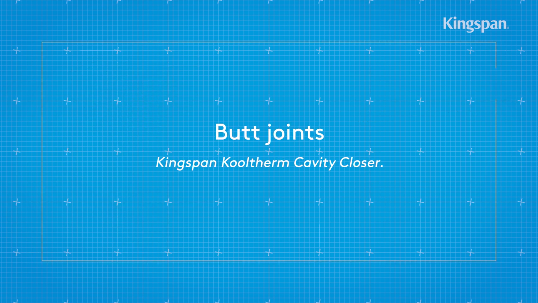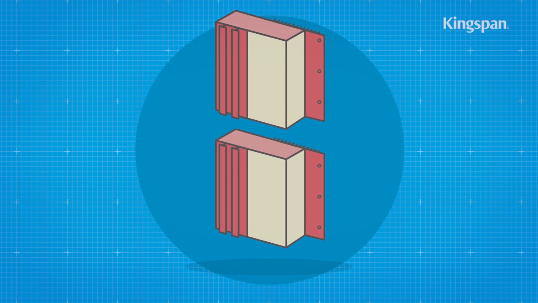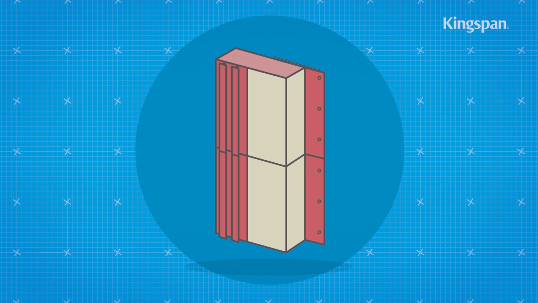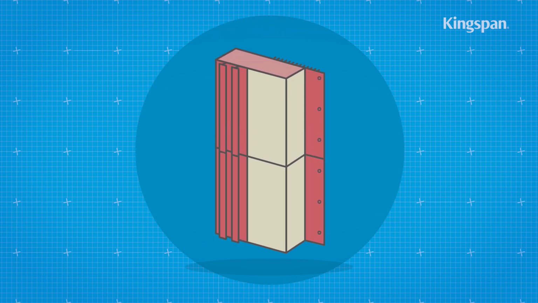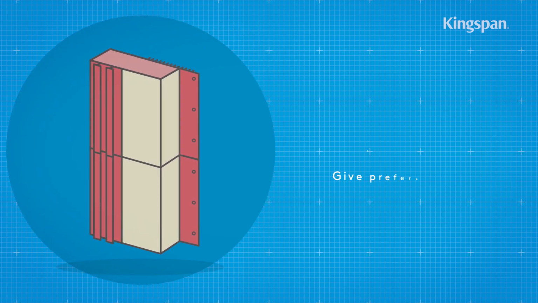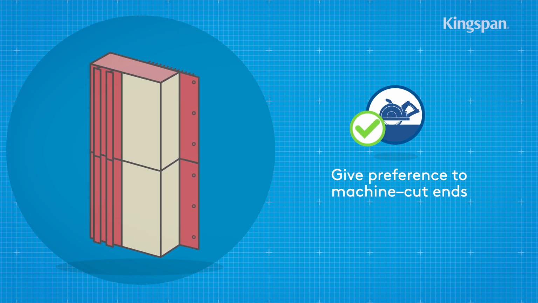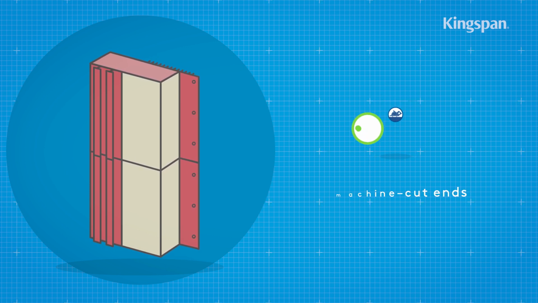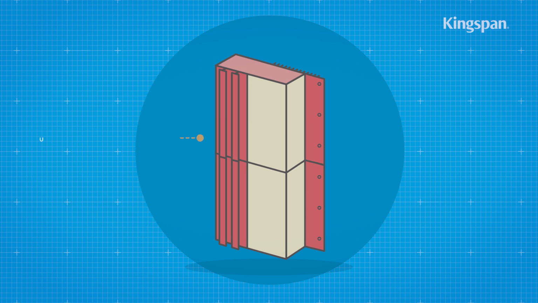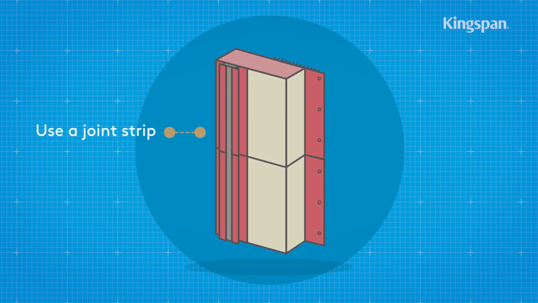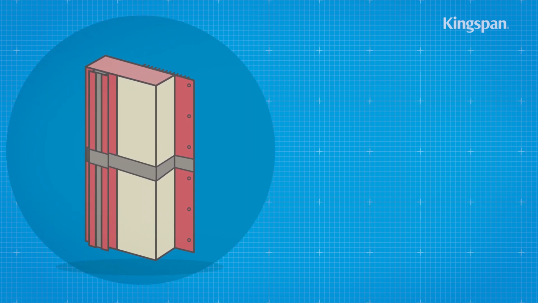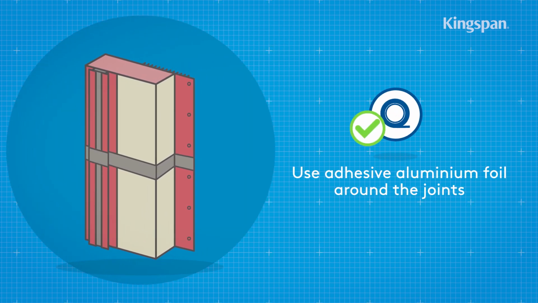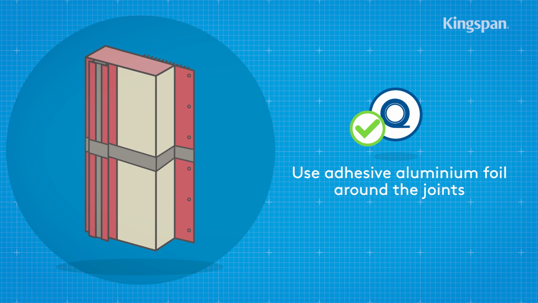Butt joints. Cavity closer sections can be butt jointed, but should be limited to no more than one joint per frame side. To facilitate alignment when using butt joints, give preference to machine cut ends rather than those cut on site. Use a joint strip to help connect and align abutting sections on site. Finally, use adhesive aluminium foil around the joints to prevent water tracking.